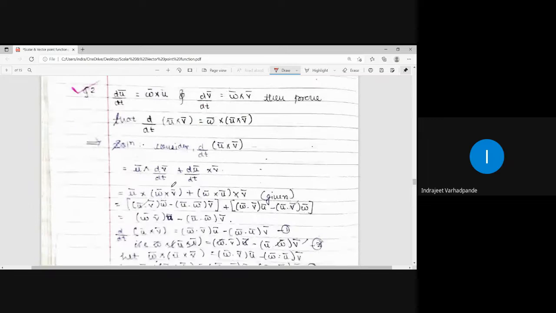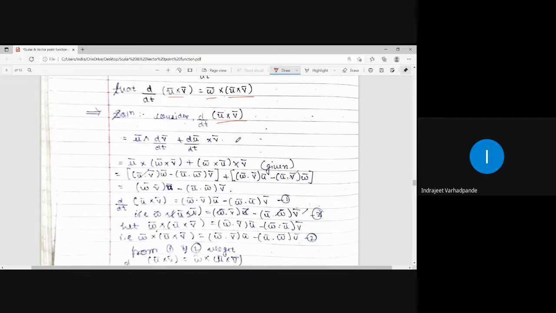A similar kind of example which is based on the fundamental theorem of the differentiation for the vectors. du bar by dt is given to you as omega bar cross u bar. dv bar by dt is given to you as omega bar cross v bar. Then prove that d by dt of u bar cross v bar is omega bar cross u bar cross v bar. So we try to prove that d by dt of u cross v is, applying the product rule, first into derivative of second, second into derivative of the first.